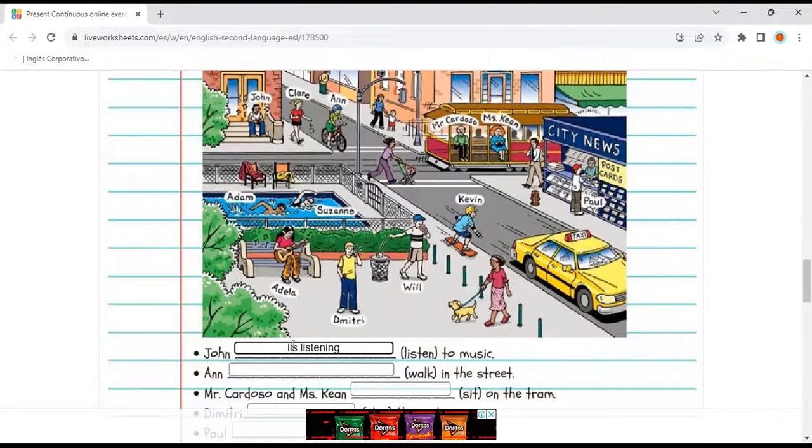En la de la imagen. En esta vamos. Sí. It's working. Ahora. Sí. Excuse me.